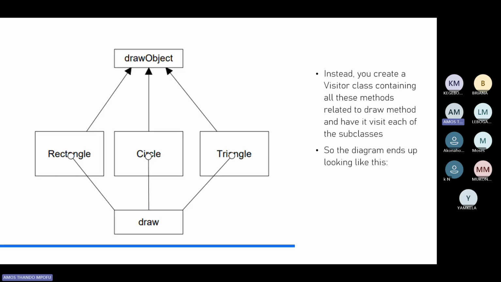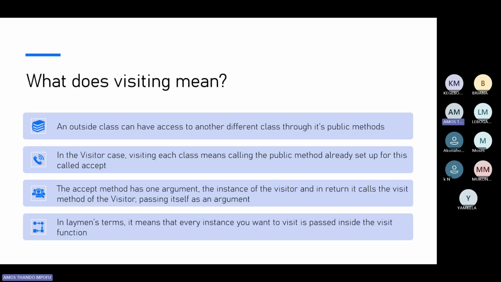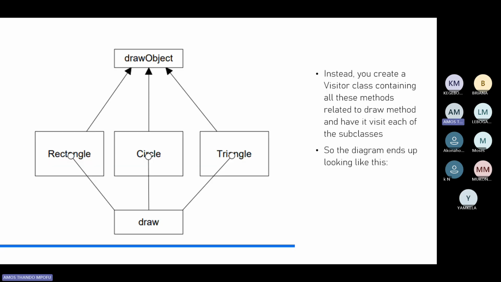So the thing we're trying to achieve is that we create a separate class that has this draw method, and this draw method visits the things that it needs to draw. It visits a rectangle, it visits a circle, it visits a triangle, and then they do the drawing to draw this object. Obviously, if the draw method visits the rectangle, that means the object that's going to be drawn is a rectangle. And if the draw method visits the circle, that means the thing that's going to be drawn is a circle.